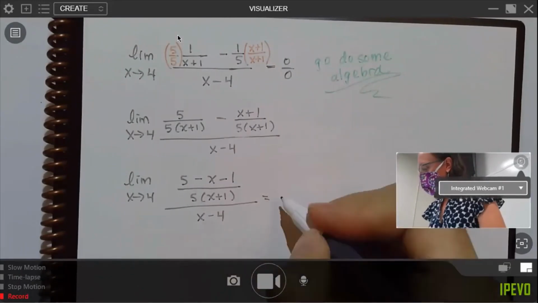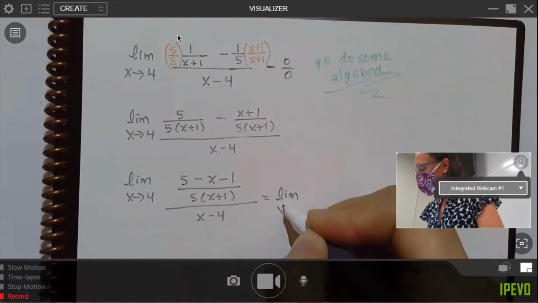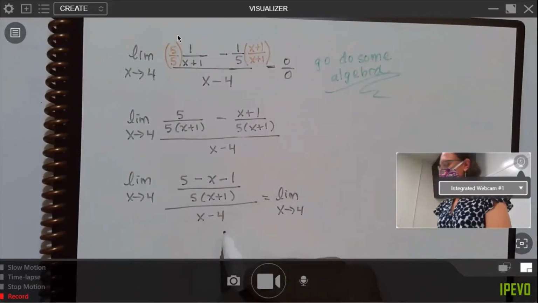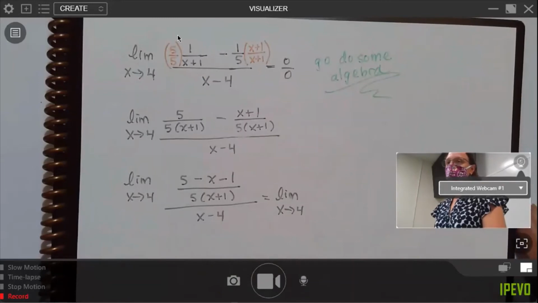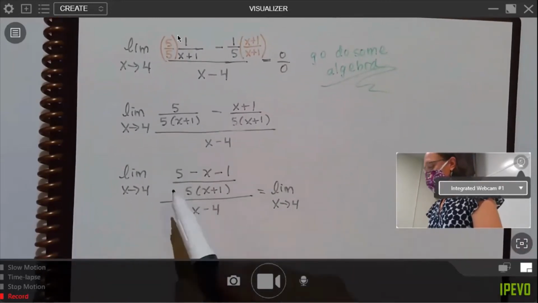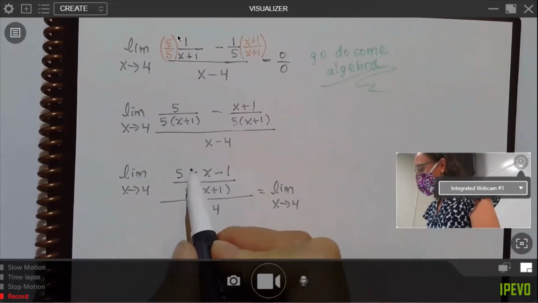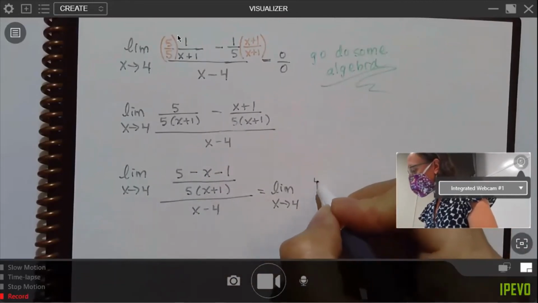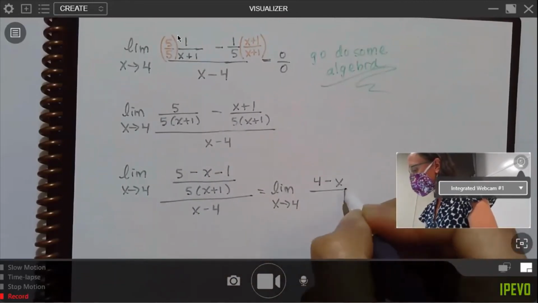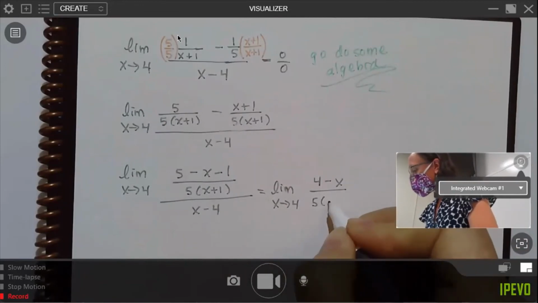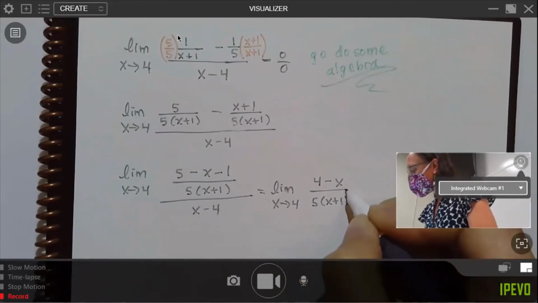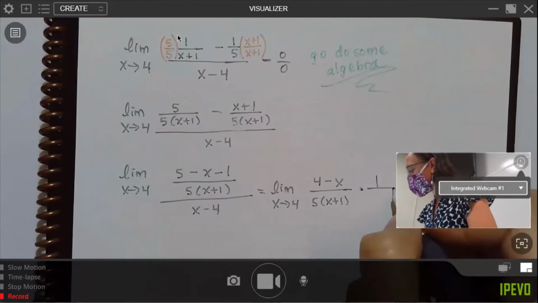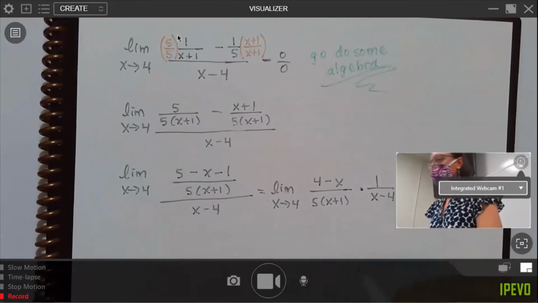Now I'm going to flip this around a little bit, because dividing by x minus 4 is the same as multiplying by 1 over x minus 4. So on top, I've got 5 minus x minus 1, or 4 minus x, over 5 times x plus 1, and then that's being multiplied by 1 over x minus 4.